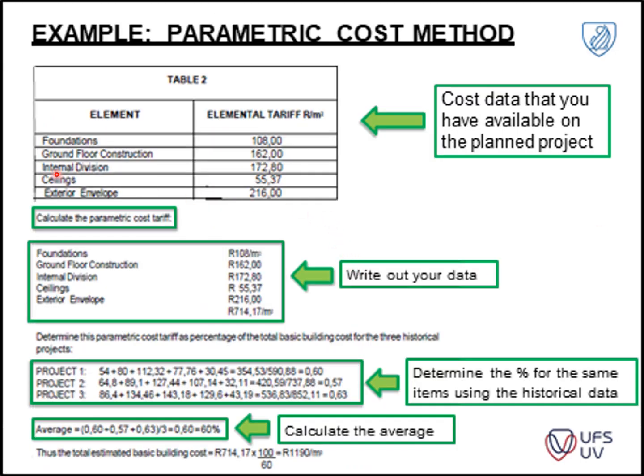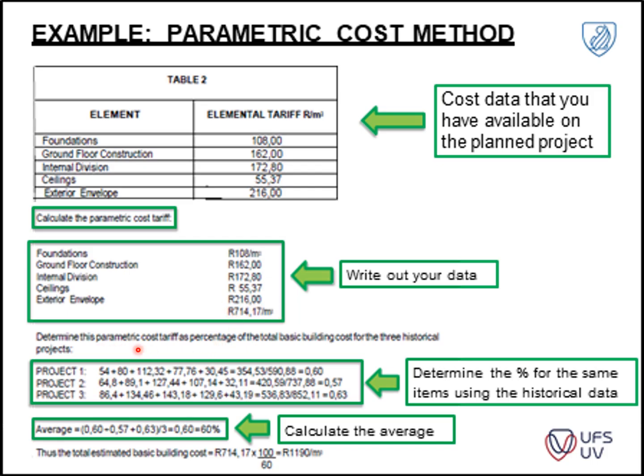So what we do is we've calculated the cost data that you have available on the planned project. So you've progressed up to this point with your current estimate. So if you've calculated your foundations, your ground floor construction, your internal wall divisions, your ceilings, and exterior walls. So now from this information, you can calculate your parametric tariff. So all that you do is you add all of these areas together, or cost per square meter together, to get a total for these items.